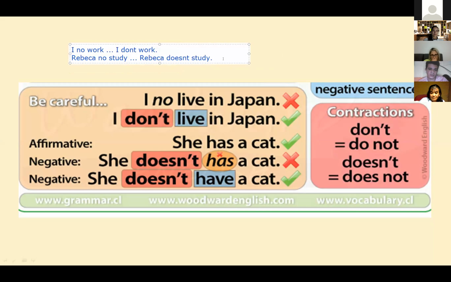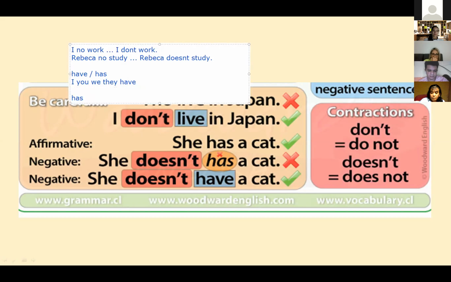Now, we have this example of has and have because we have the verbs have and has. Right? And what is the difference? You are going to use have when the subject is I, you, we, and they. You can say I have, you have, we have, they have. And then we have the verb has. You are going to use has when the subject is he, she, or it. So you can say she has, he has, or it has. But this is in the affirmative sentences, right?